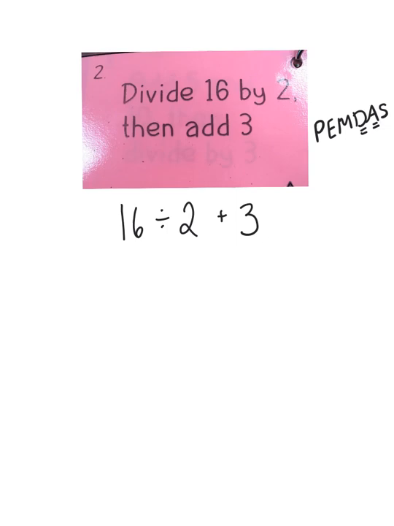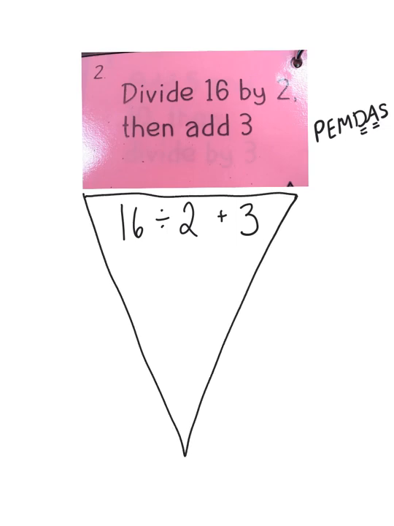When we solve it, we're going to simplify each part of the expression line by line. 16 divided by 2 is 8. Drop down the plus 3. 8 plus 3 is 11. So the value of this expression is 11.